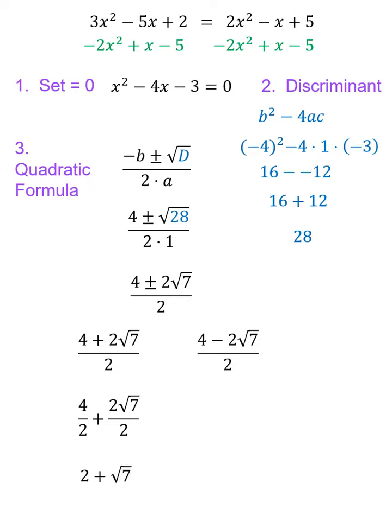4 divided by 2 is 2, and in the right fraction, 2 times radical 7 over 2 is just radical 7. After all, if you take radical 7, or any number, and multiply by 2 and then divide by 2, you will get the original number back. The same thing happens for the solution with the minus, and now we have the two solutions to this equation.